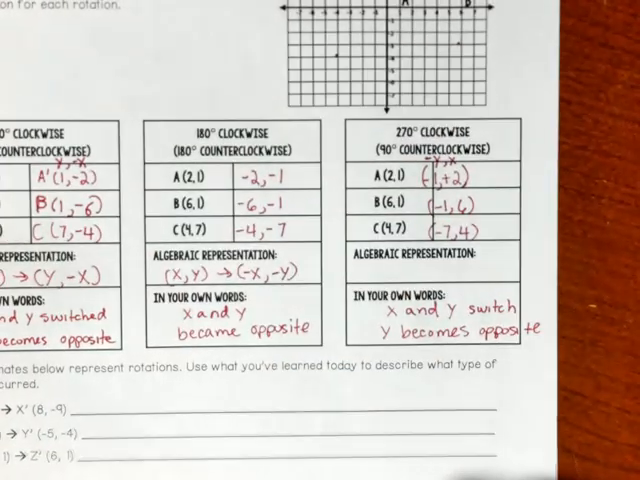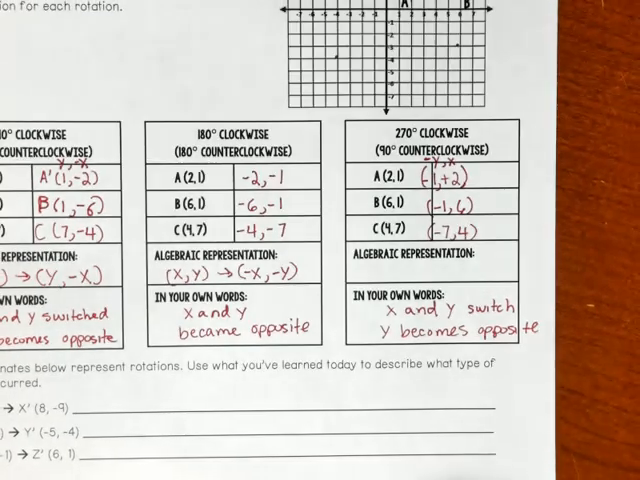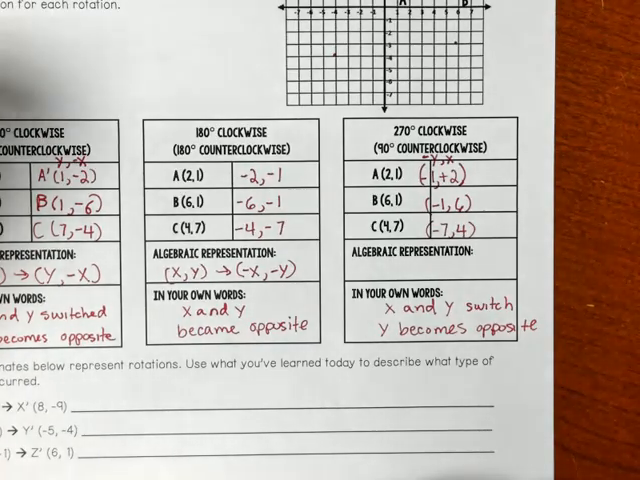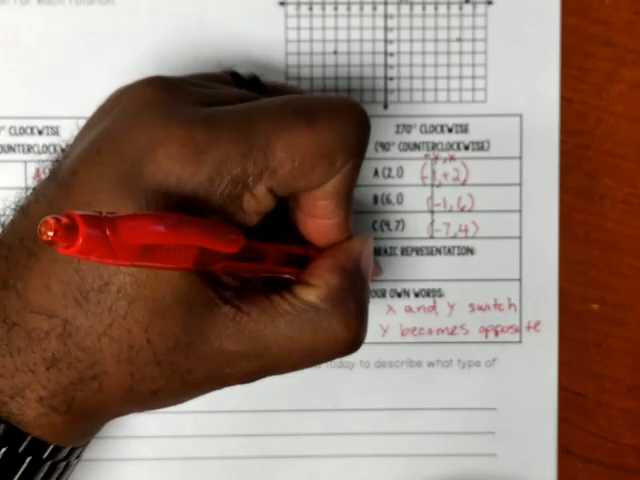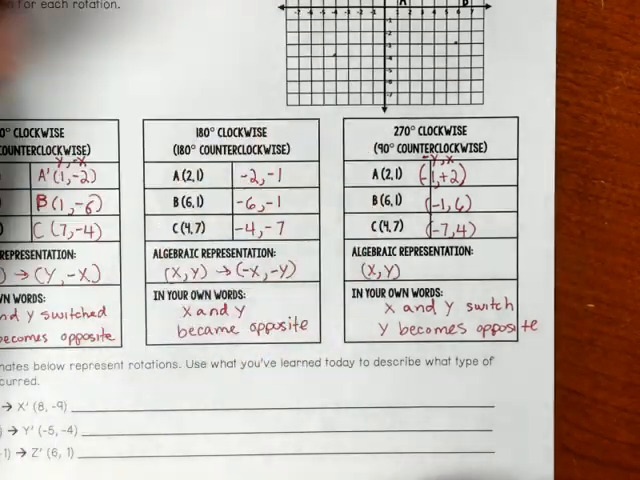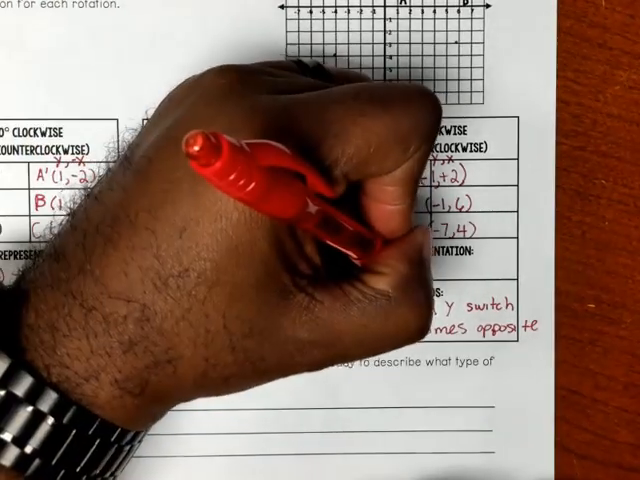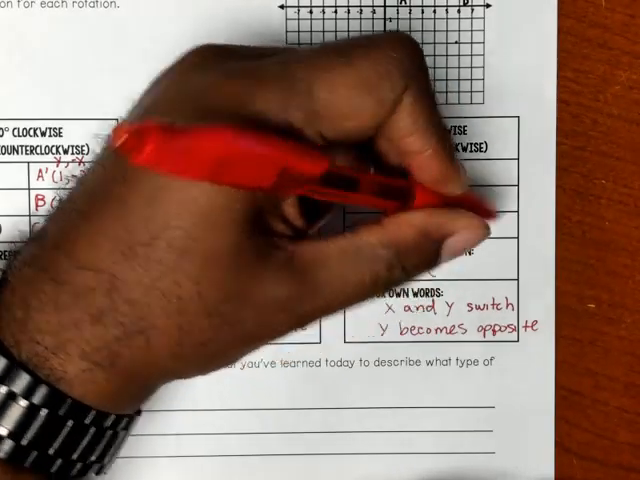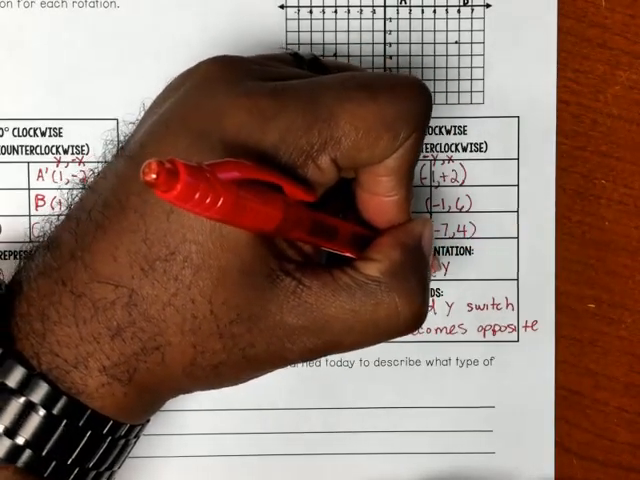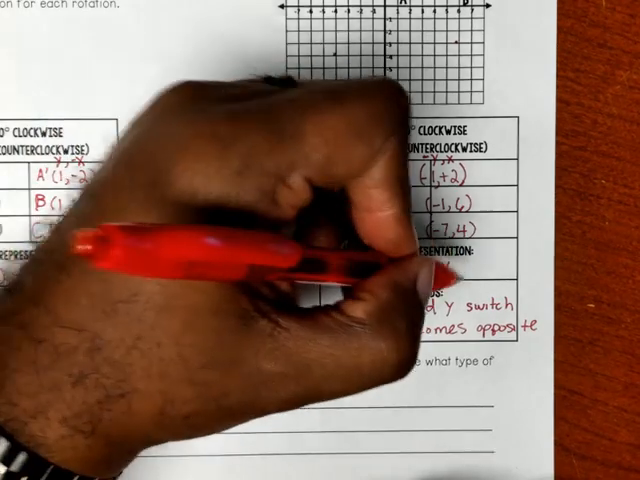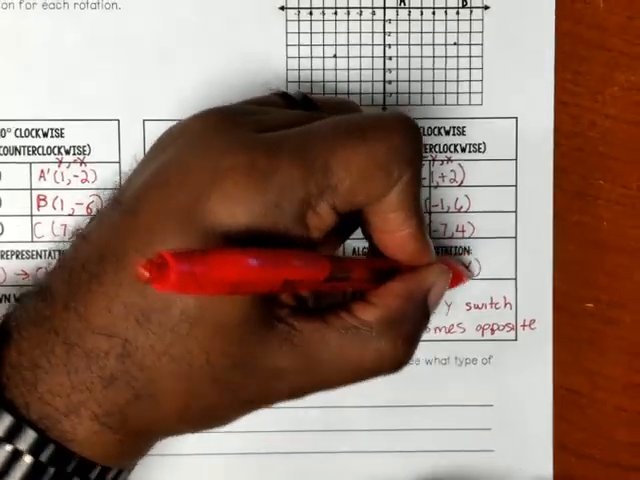Okay, so X and Y switch and Y becomes opposite. So now, what does that look like algebraically? Well, once again, from our original, we have X comma Y. You'll usually see it like this. And that becomes, well, we say Y becomes opposite, so go ahead and do that now. Y becomes opposite, and X stays the same.